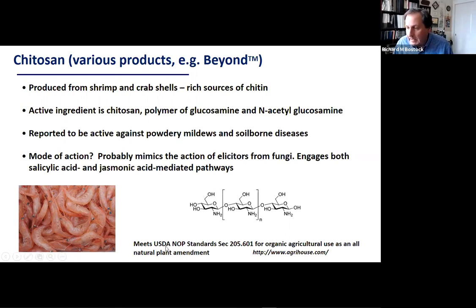It meets USDA standards for organic agriculture use as an all natural plant amendment. So it meets it for a plant amendment. It's not really considered a pesticide in that regard.